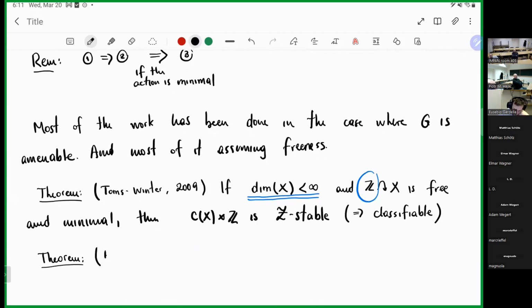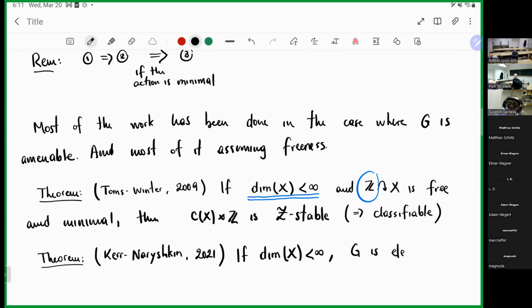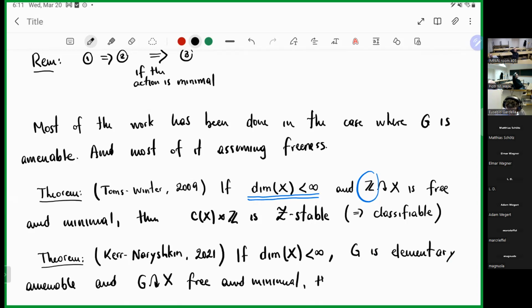A result of Kerr and Naryshkin, 2021, I think it was, is the most advanced one that we have in this direction. It says that if the space X is finite dimensional, the group G is elementary amenable, and the action is as before, free and minimal, then the cross product is Z-stable.